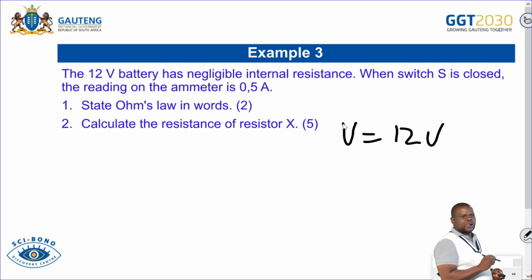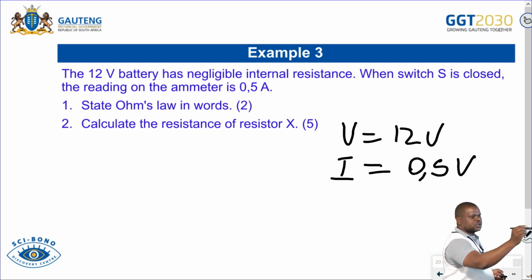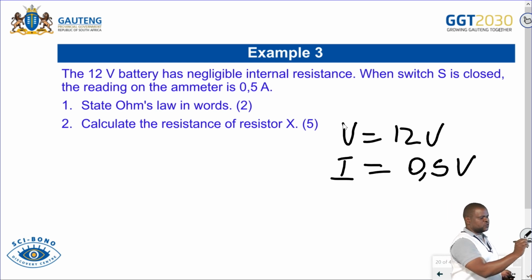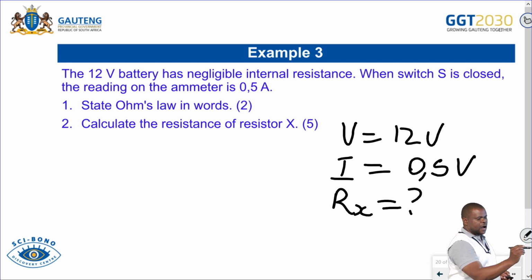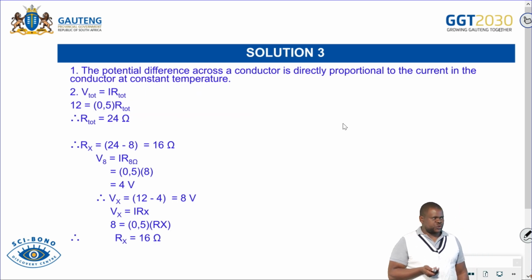12 volts. And our current is how much? Is 0.5 amperes. What are we looking for? We are supposed to calculate what? Resistance Rx, which is what? Unknown. Are we together, grade 11? Yes. Now, when we go on, let's go to the solutions.